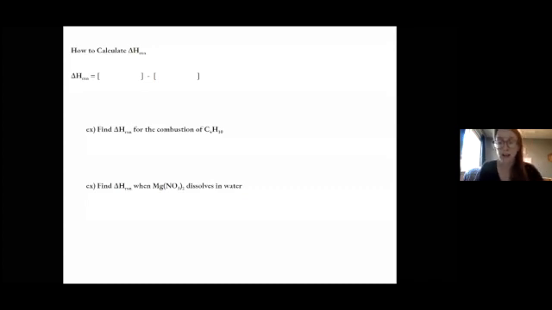For this, you'll need a copy of the heat of formation chart that I posted in Classroom. If you want to print it out, we'll be using it a lot the rest of this unit, but if you just want to reference it online, that's okay too. So how do we calculate that heat of reaction?